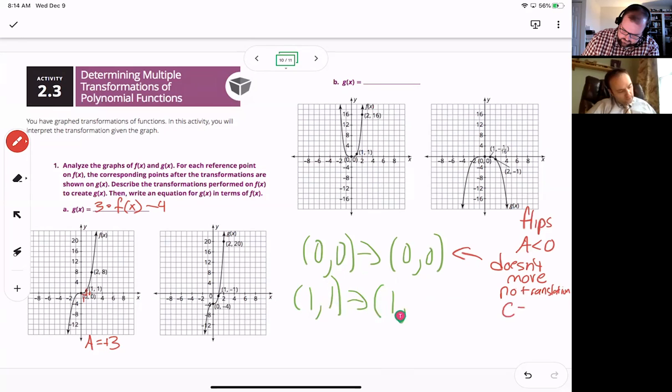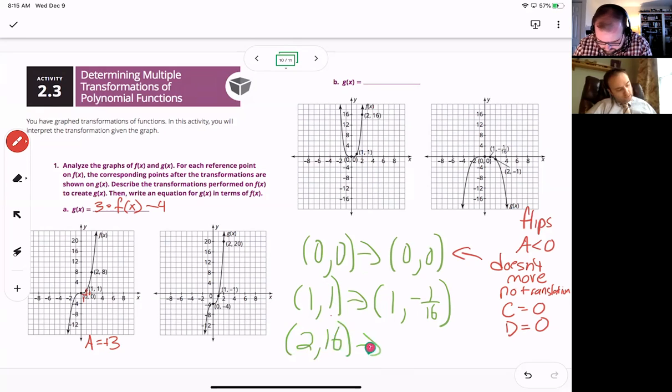So I've got 1, 1, and that goes to 1, -1/16. So my first thinking is maybe a is -1/16, because to get from 1 to -1/16 by multiplying, you have to multiply by -1/16. Let's check it and see if this one works. 2, 16 goes to 2, -1. Well, 16 times -1/16 is -1. So I think that's what it is.